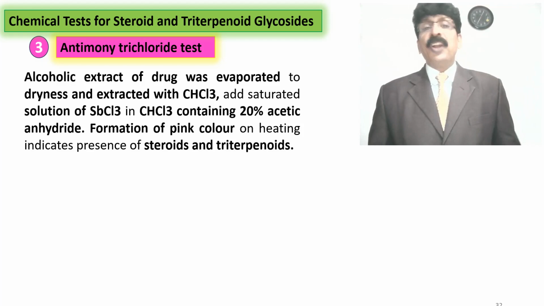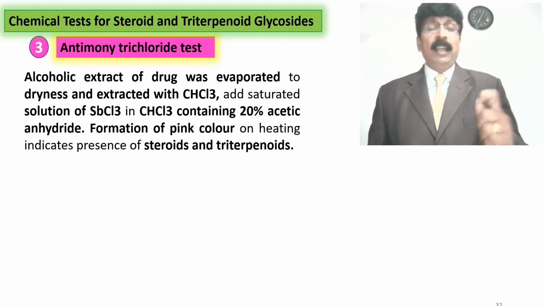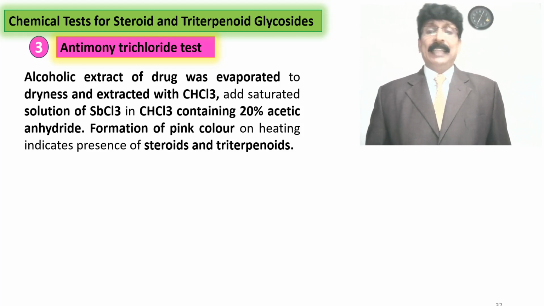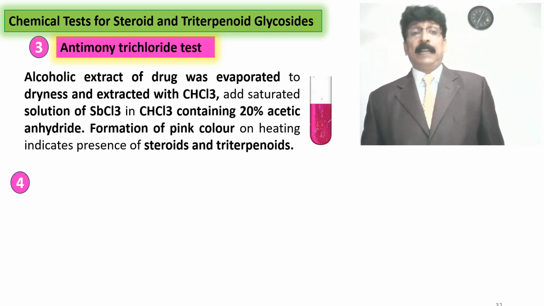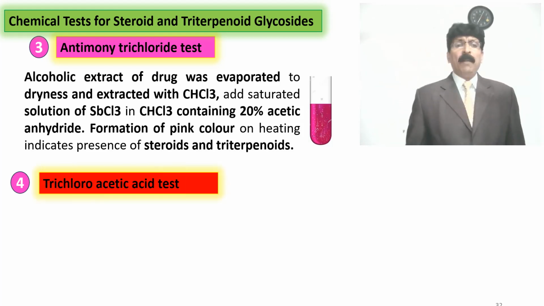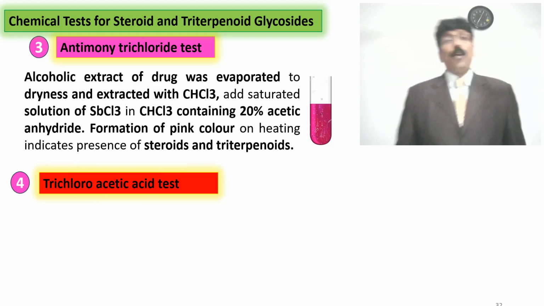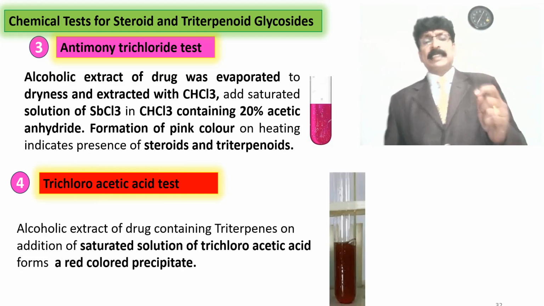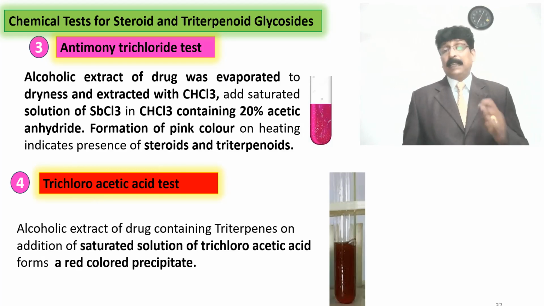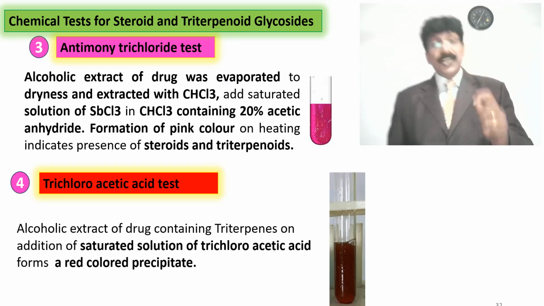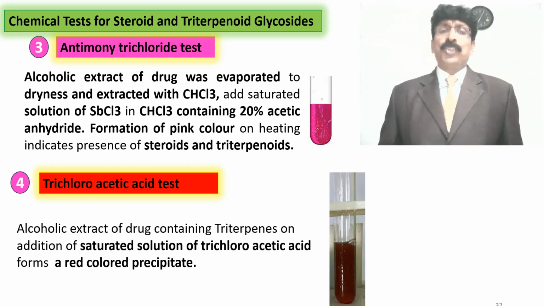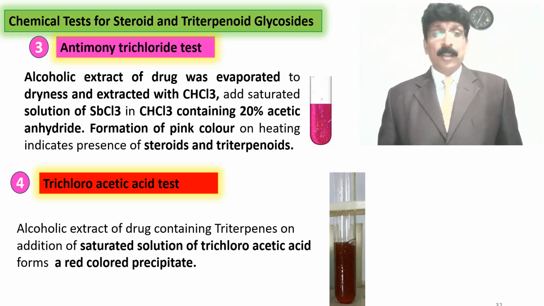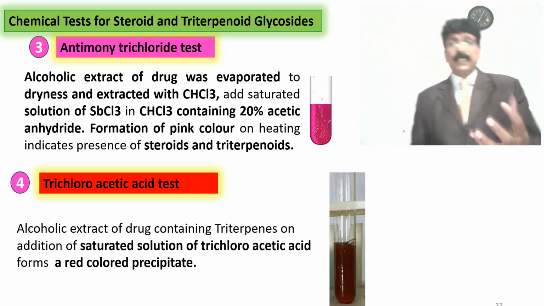Formation of pink color on heating indicates the presence of steroid and triterpenoid. You can see that pink color. And number 4, trichloroacetic acid test. Here, alcoholic extract of drug containing triterpenes, on addition of saturated solution of trichloroacetic acid, forms a red colored precipitate as shown in the picture.